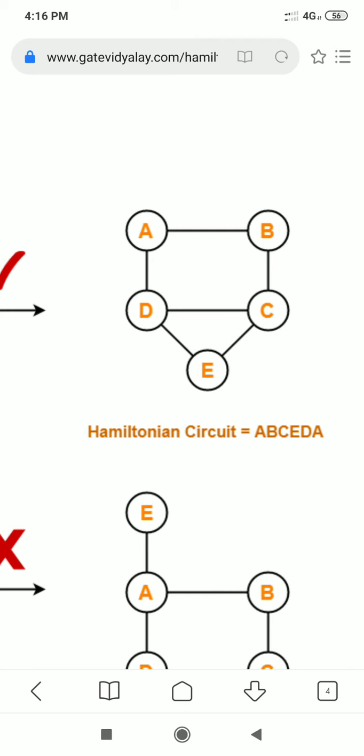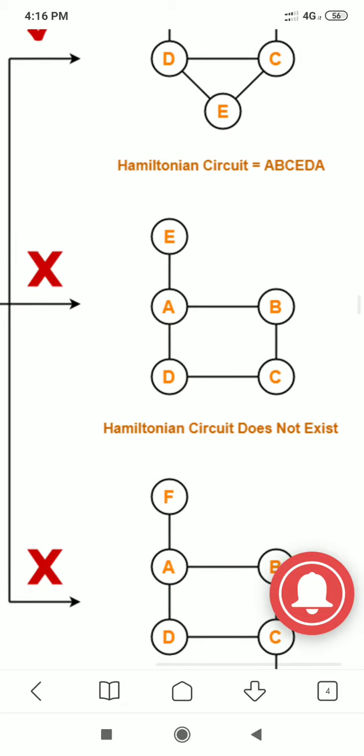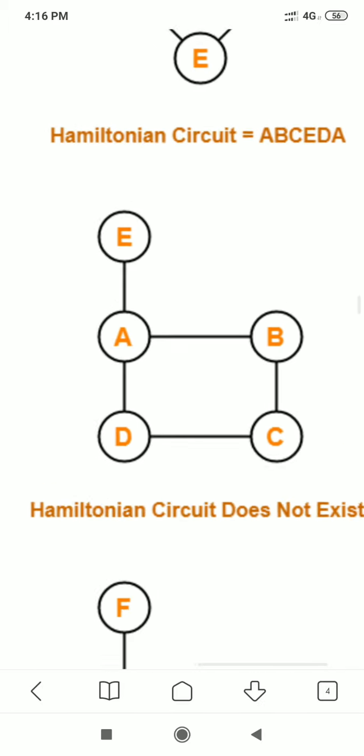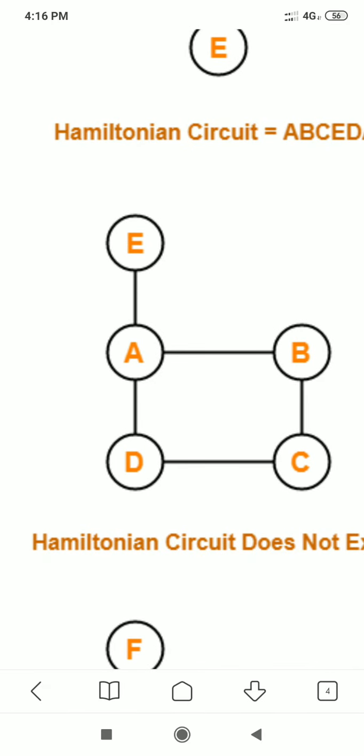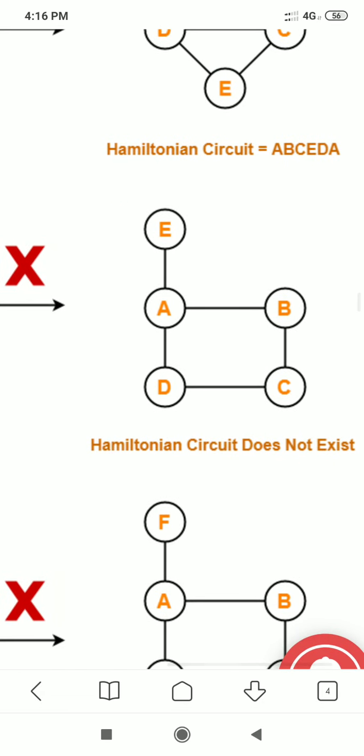Now let us check the second graph. Here E, A, B, C, D may be a path, but you can't find a cycle. Isn't it? There is a cycle, A, B, C, D, A, but in that case E is missed. So in that graph we can't find a Hamiltonian cycle.